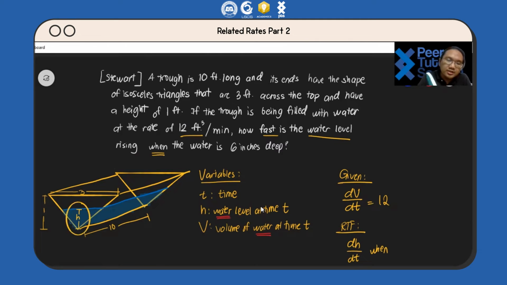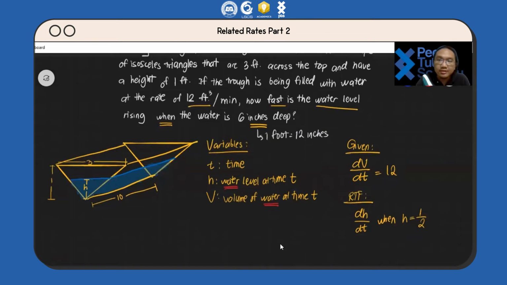This one, 6 inches deep, means when H is equal to 6. Oops, not really. Inches. So that means it's not in feet. The units are not in sync with each other. So what's the conversion from inches to feet? The conversion is 1 foot is equal to 12 inches, like the foot-long ruler back during face-to-face classes. So H here, since it's 6 inches, 6 inches would be half a foot. So H would be 1/2. Again, it's from the conversion between inches to feet.